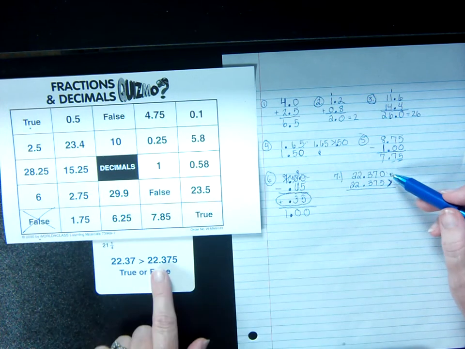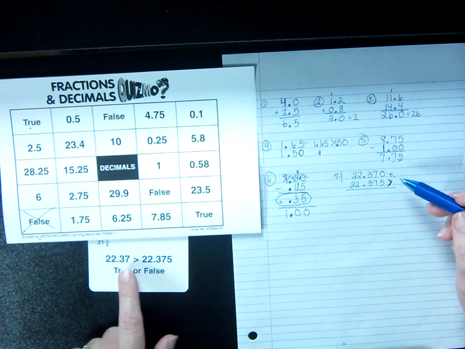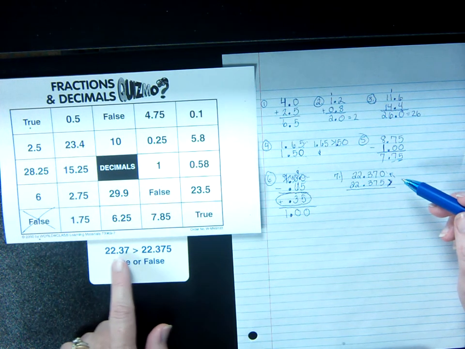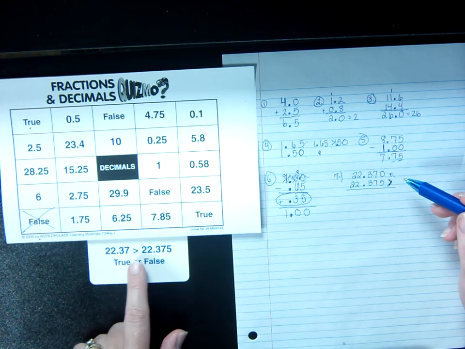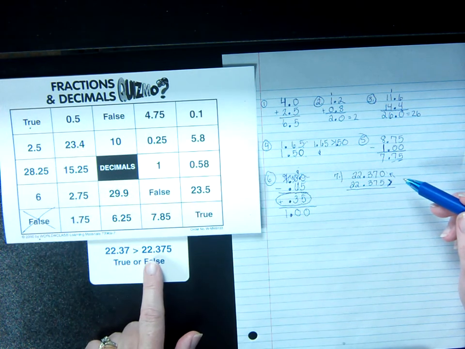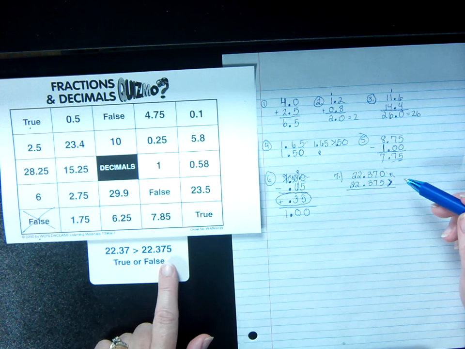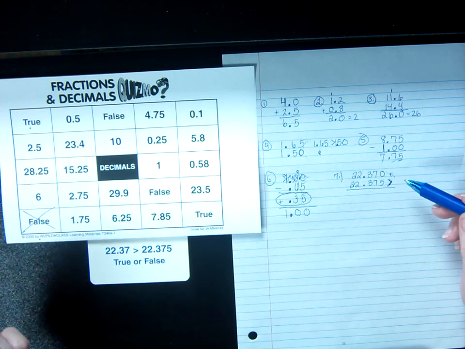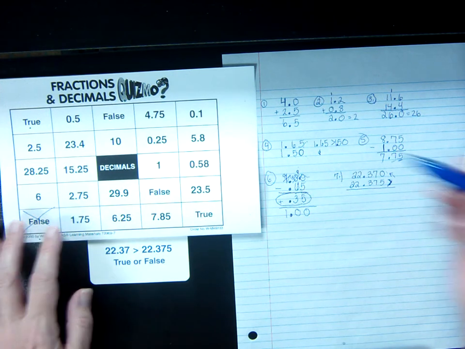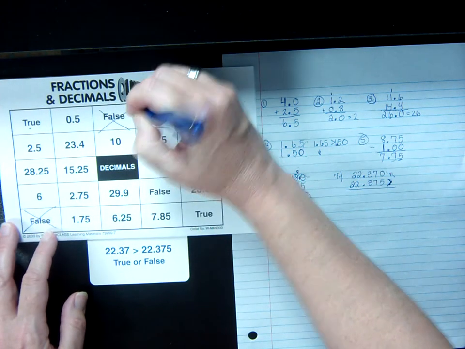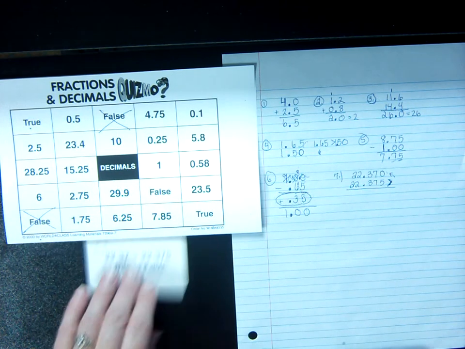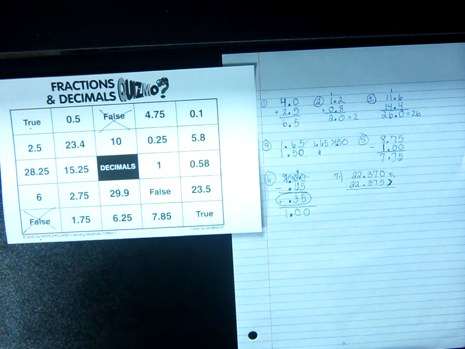So this should be greater than this. So this would be false, because this says that 22 and 37 hundredths is greater than 22 and 375 thousandths. So that is for sure false. So we get to cross off another false on our paper. Hopefully you have one and you can cross that out. Okay, well, we're going to keep getting moving.